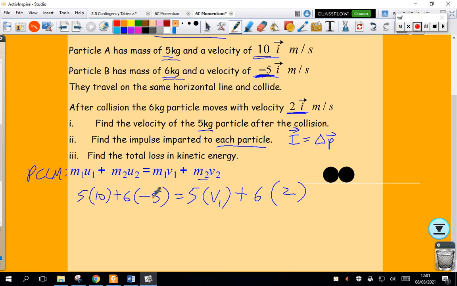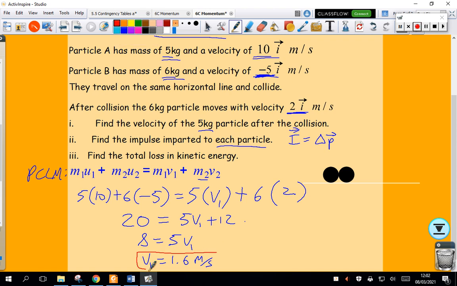Simplifying here, that's going to be 50 minus 30, which will be 20. And that's going to be 5 times whatever that first velocity is, plus 12. And from here on in, it's just straightforward algebra. Subtracting 12 from both sides, 8 is going to be 5 times the velocity of the first particle. So the velocity of the first particle is going to be 8 divided by 5, which will be 1.6 meters per second.